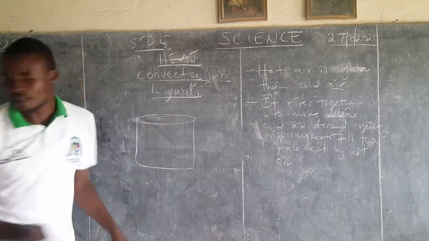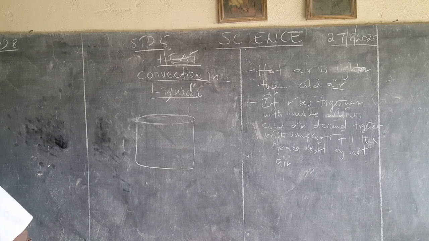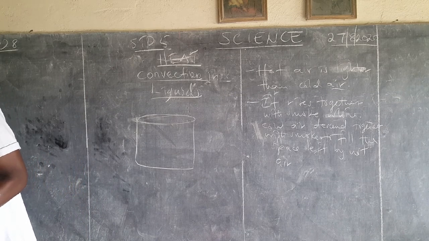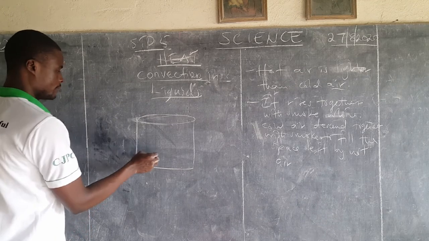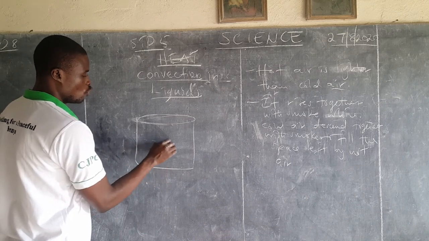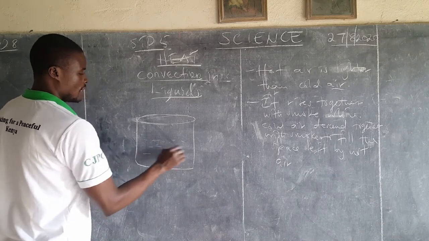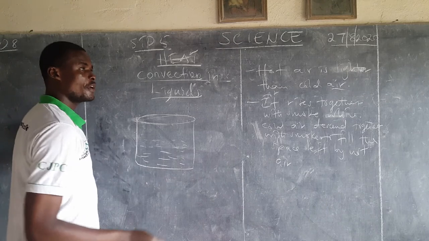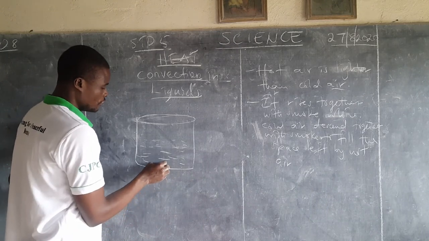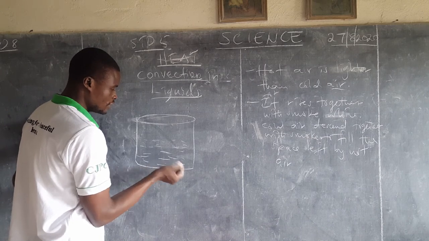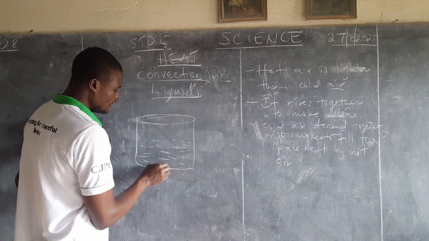And then we talk of something being heated. This must be, yeah, so it moves through liquids by convection, as we said. And in this case, we may use water. Put water in a sufuria, and as you put water, you can put tea leaves, or you can decide to put tea leaves.